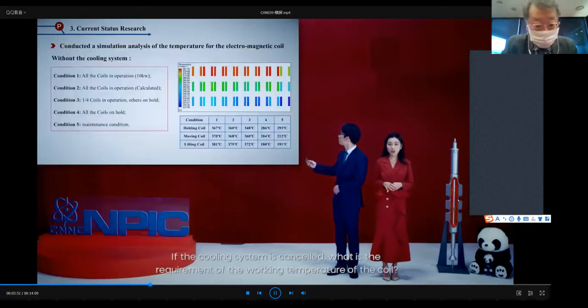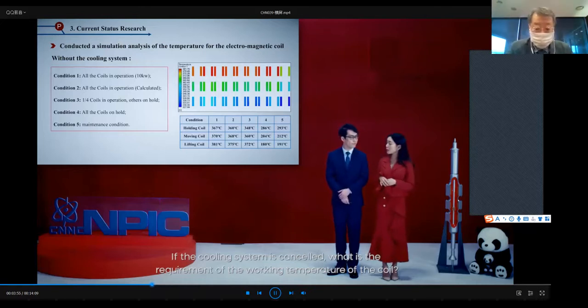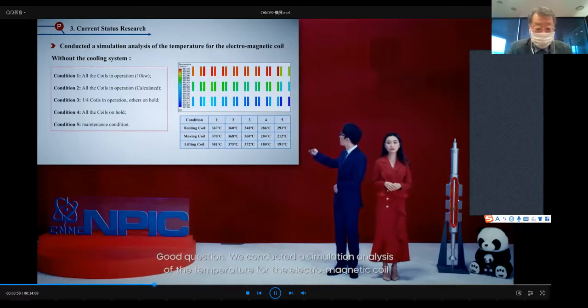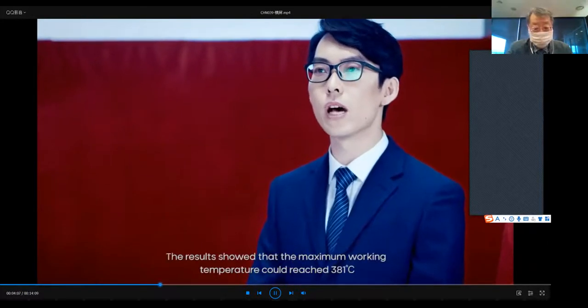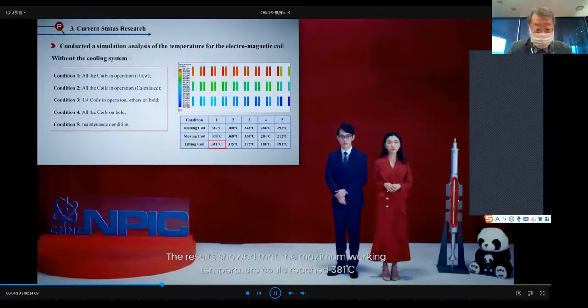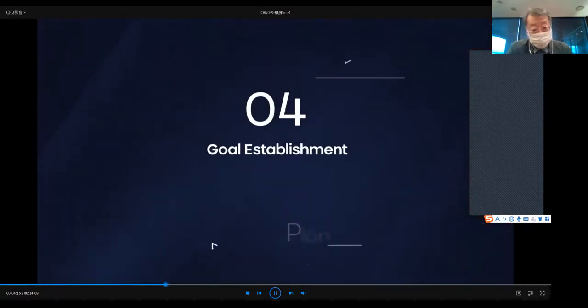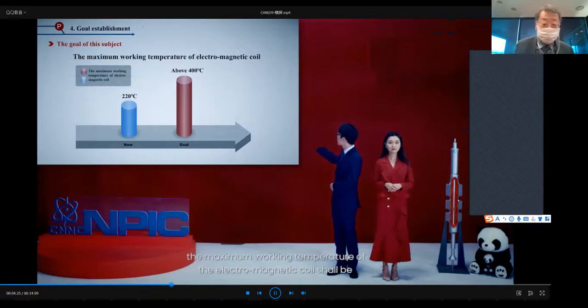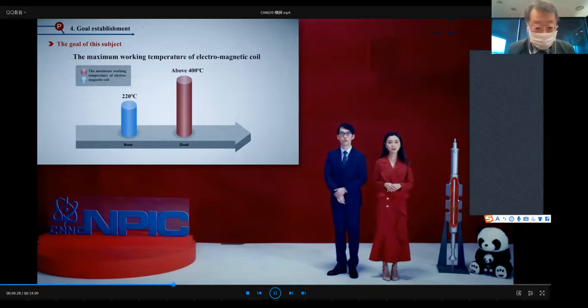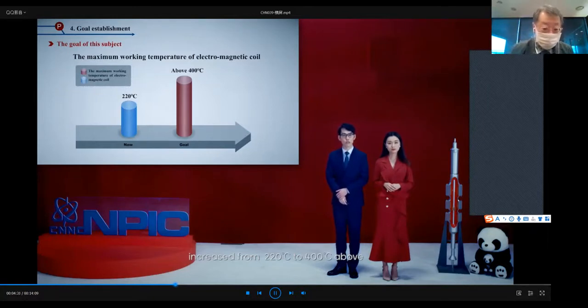If the cooling system is cancelled, what's the requirement of the working temperature of the coil? Good question. We conducted a simulation analysis of temperature for the coil without the cooling system under different conditions. The results show that the maximum temperature could reach 381 degrees centigrade. So we set the goal of this subject that the maximum working temperature of the electromagnetic coil shall be increased from 220 degrees centigrade to 400 degrees centigrade above.